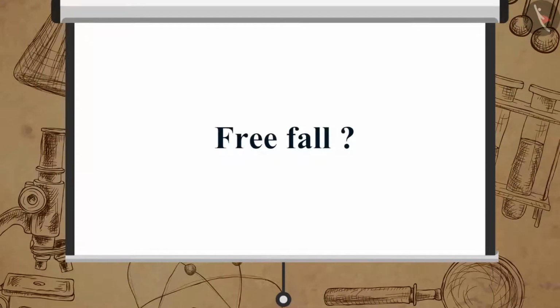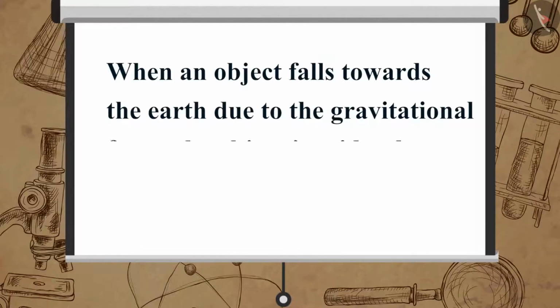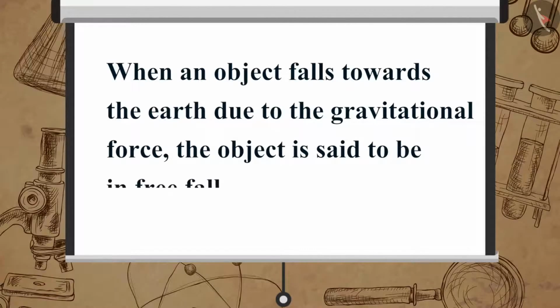Let's start by doing a simple experiment to understand free fall. Take a ball and throw it upwards. We see that the ball goes to a certain height and then it starts falling. Here, the Earth's gravitational force is attracting the ball, and so it moves downwards. So, when an object falls towards the Earth due to the gravitational force, the object is said to be in free fall.